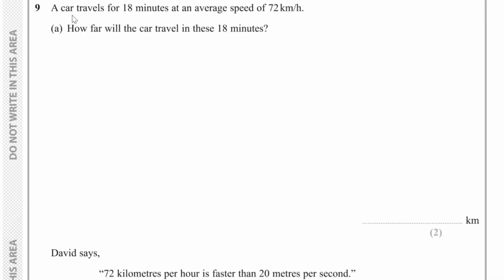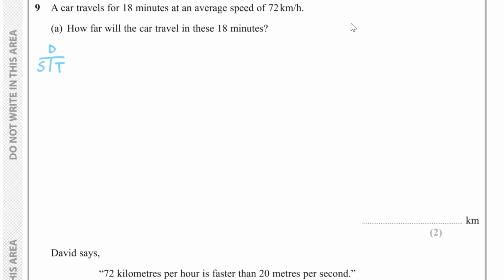Question number 9. A car travels for 18 minutes at an average speed of 72 kilometers per hour. How far will the car travel in these 18 minutes? Well, if you look at the units here, we have kilometers. And what you should know is speed is equal to the distance over the time. We're looking for the distance, so we multiply the speed by the time. But over here, we've got 18 minutes, and here we've got 72 kilometers per hour. So we need to convert the units for consistency.